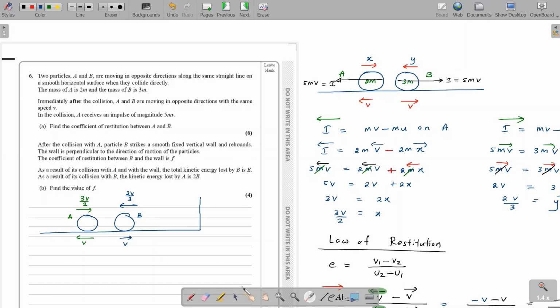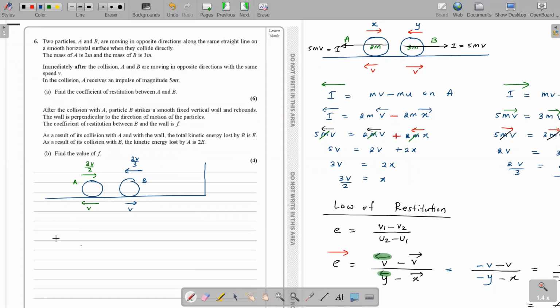They say now particle A, of course, at this point, is moving back, right? It's going back. Particle A is going back with speed V. And what happened to particle B? It goes and hits this wall. Do you see it? So it hits the wall at what speed? Because you can see after the impact, B received the velocity V. So B will go and hit the wall with the speed V. Isn't it?